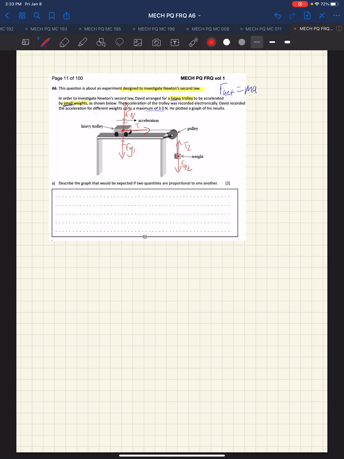We're now asked to describe a graph that would be expected if two quantities are proportional to one another. If any two quantities are proportional to each other, it should be a straight line graph that passes through the origin. So the graph should be a straight line that passes through the origin, and we could just say that clearly. Straight line is about the constant slope, and the origin means that the y-intercept is 0. And I like to add those parenthetically in each of those cases.